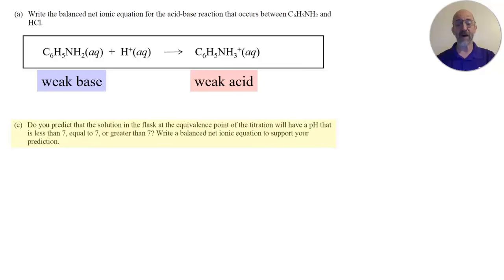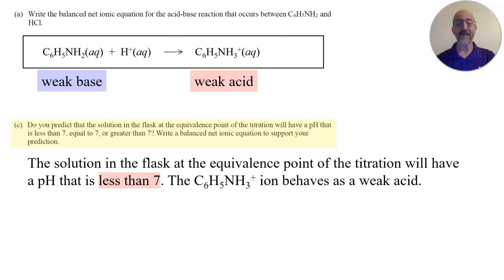So this anilinium ion is not neutral. It behaves as a weak acid. So part C, do you predict that the pH is going to be equal to 7? No. Is it going to be greater than 7? No, it's going to be less than 7 because the anilinium ion behaves as a weak acid.